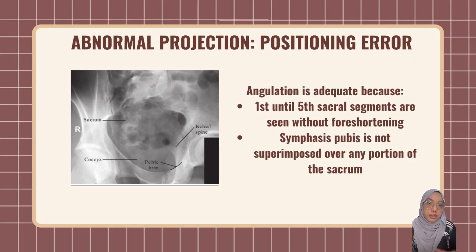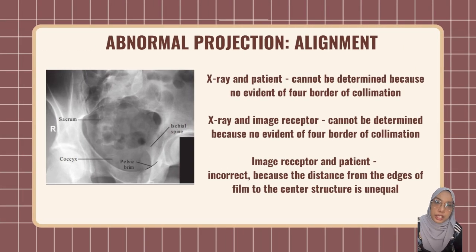In this radiograph, I would say there is no issue of angulation because the coccyx and the sacrum are not superimposed with the symphysis pubis, but there is evidence of bowel gas. On to the alignment for X-ray tube to patient and X-ray tube to IR, it is still the same as before, which is cannot be determined because there is no forward border of collimation. But with IR and patient, it is not aligned.